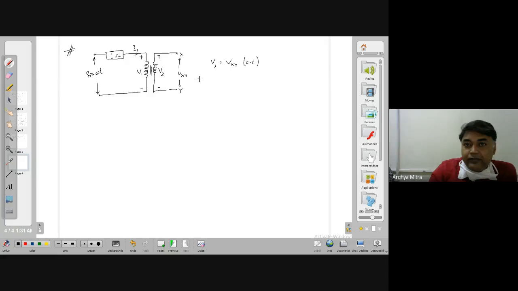So it is asked that for an ideal transformer, and I believe you all know what is meant by an ideal transformer, for the ideal transformer, VTH and RTH you need to find out. What is VTH and RTH? Okay.